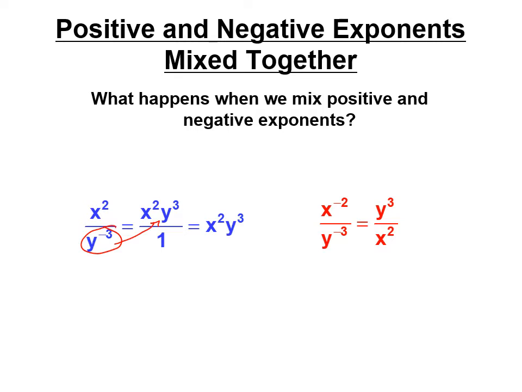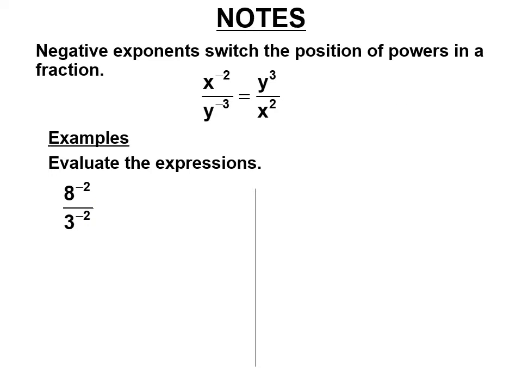Now, if you have a negative exponent in the numerator, it goes down to the denominator. If you have it in the denominator, it goes up to the numerator. And in both cases, when you do that, it makes the exponent positive. We're going to see that today. All right, so negative exponents switch the position of powers, right? This whole thing is called a power, right?